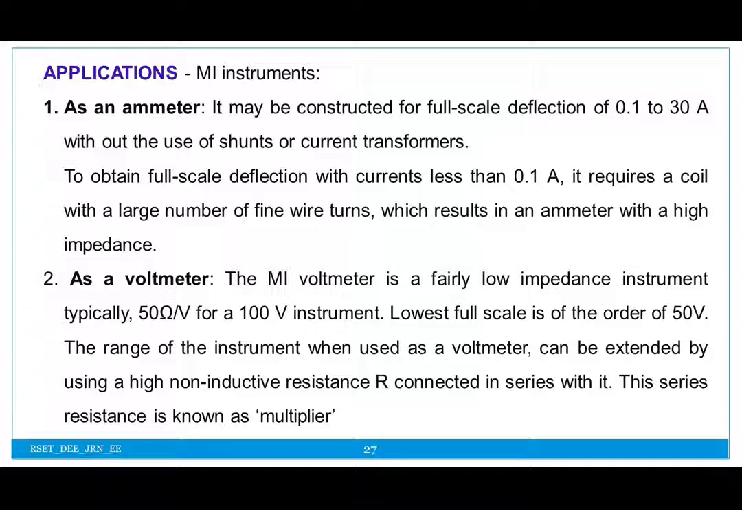Now, as a voltmeter, the moving iron voltmeter is a fairly low impedance instrument, typically 50 ohm per volt for a 100 volt instrument. Lowest full range is of the order of 50 volt. A high non-inductive resistor is connected in series with it. This series resistor is known as a multiplier. We will be studying it in the next lecture.